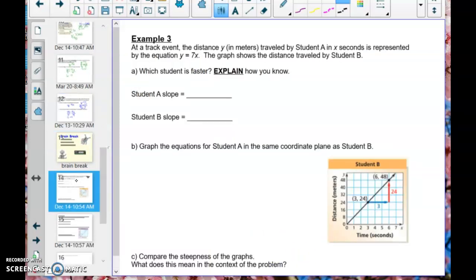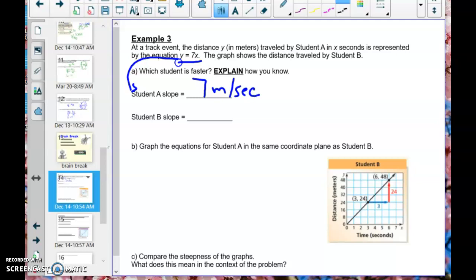All right, example 3. At a track event, the distance y in meters traveled by student A in x seconds is represented by the equation y equals 7x. The graph shows the distance traveled by student B. Which student is faster? Well, if you look at that equation for student A, you can see the number in front of the letter x is 7. That means that student A is traveling at 7 meters per second because, remember, it's y over x and it'd be meters per second.